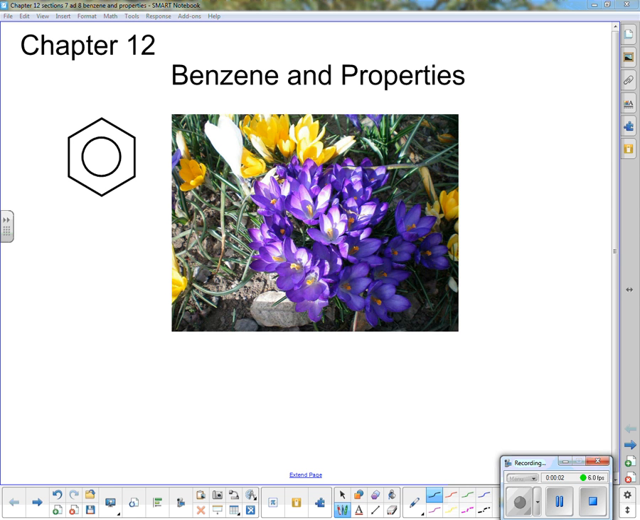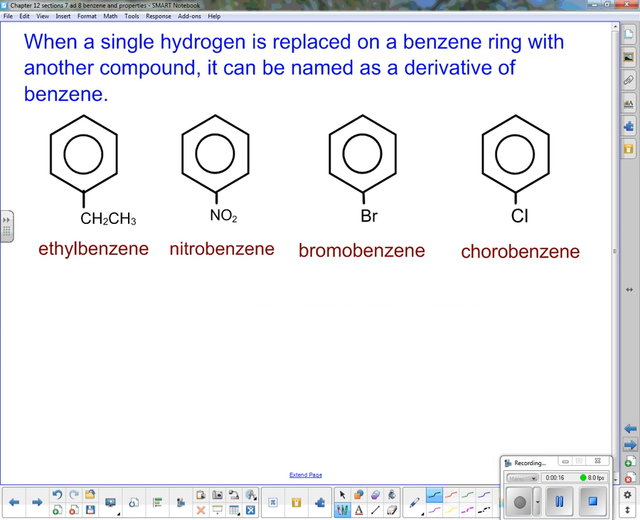Welcome back to the end of chapter 12 and the end of 11:10. Yay! Benzene and properties. We're going to talk about benzene rings and all the different properties it has. And benzene is a good place to start here.